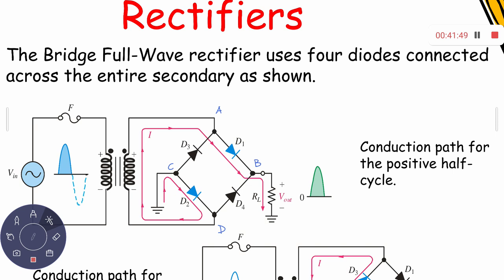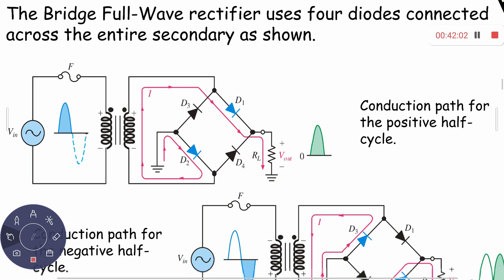Here, then what happens in the negative half cycle? In the negative half cycle, obviously D1 and D2 will not be on. Rather, D3 and D4 will operate.